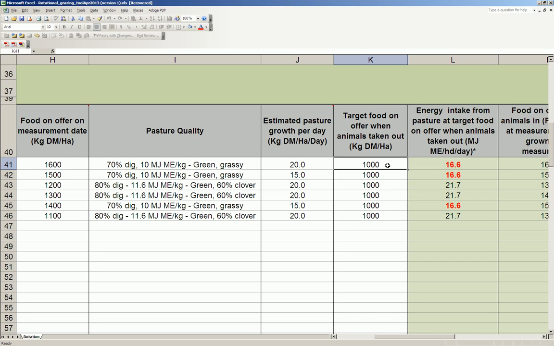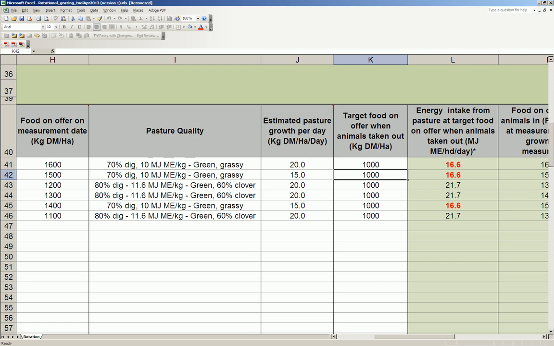So if I decided that I needed to meet my animal requirements in these paddocks, I might increase that to 1,500 kilos that I want to graze it down to, but obviously it's not going to last as long. So I'm going to live with a little bit lower than maintenance in these paddocks for this particular rotation.